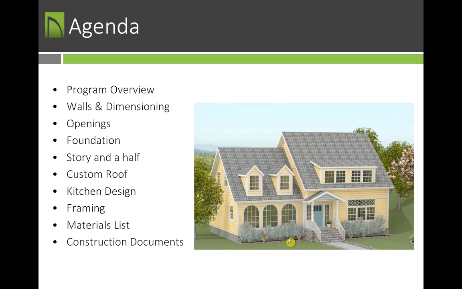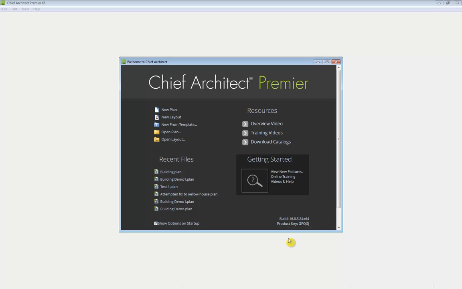So today, we're going to start just by looking at the program as a whole. Then we'll begin by drawing our first floor walls and dimensioning them. We'll deal with openings, so our doors and windows. We'll move on to our foundation and building a second floor, as well as the roof. And then we'll do a little bit of kitchen design before focusing on our framing and material list and everything we need to finish up the plan and create a set of construction documents. So let's just jump right in.